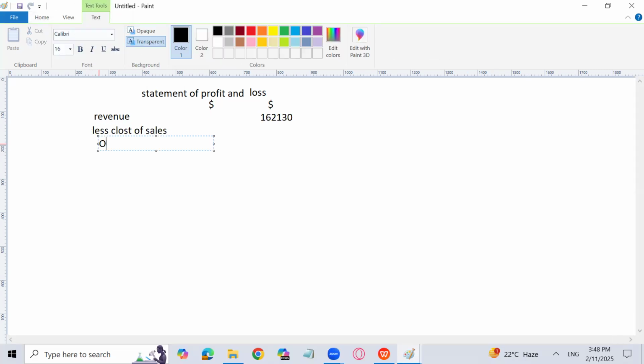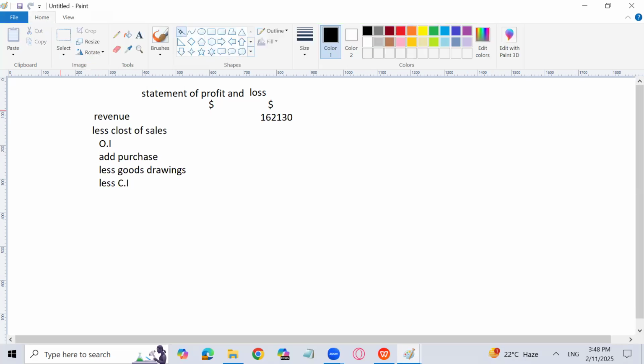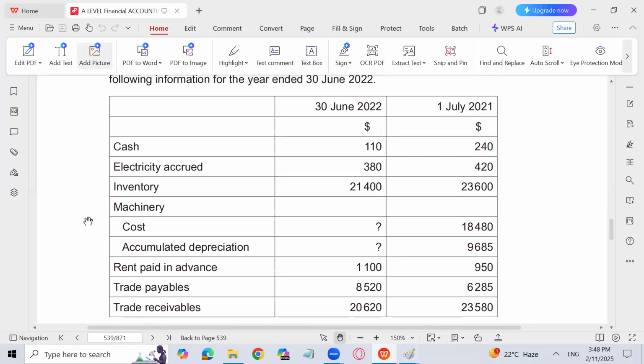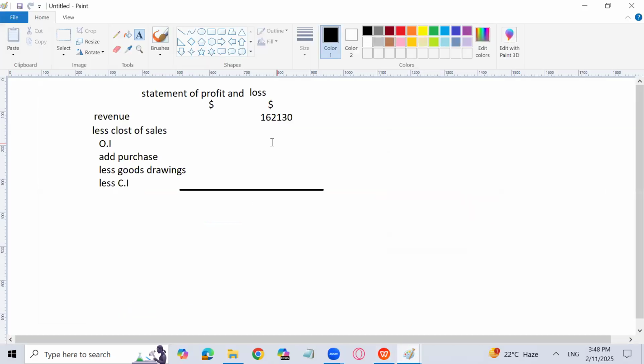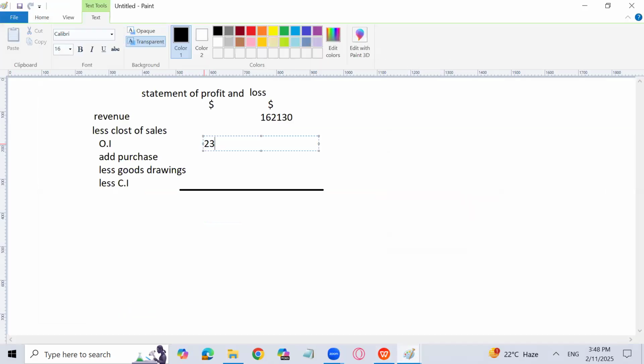Less cost of sales, opening inventory, add purchases, less goods drawing, and less closing inventory. Carriage inward will be added obviously if given. Purchase return will be subtracted if given. Revenue, you have to subtract sales return if given. Let's see the opening inventory. Opening inventory given in the question is 23600. I will write here 23600. Purchases we have calculated. How much is the amount?